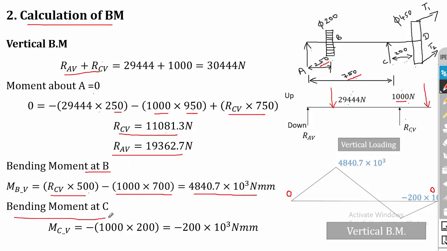Similarly for bending moment at C, it is minus 1000 into 200. So you will get a negative bending moment value, that is minus 200 into 10 power 3 Newton mm. Now you can draw the bending moment diagram. From A it is going in the positive direction, then at C it is negative, then at D it is 0.